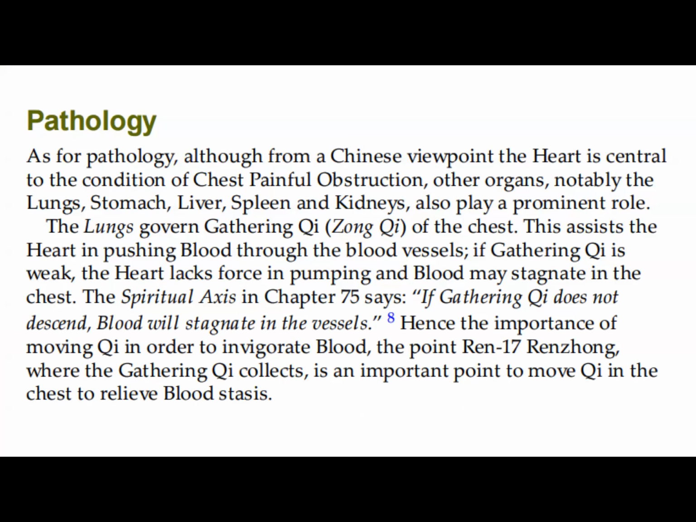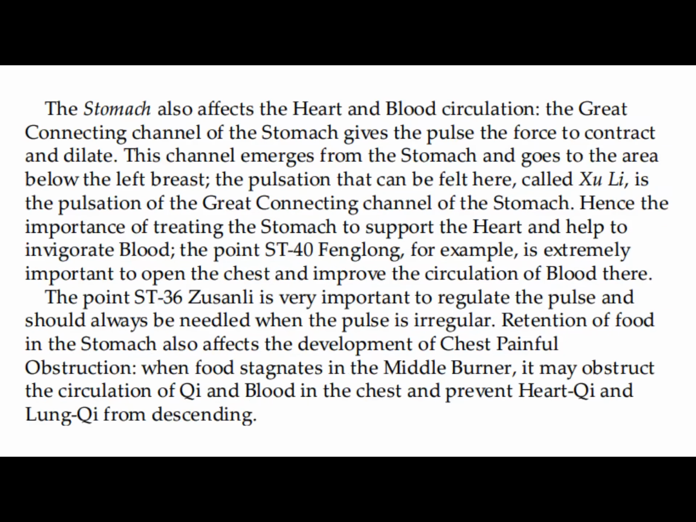The lungs govern gathering qi, or the zong qi, of the chest. This assists the heart in pushing blood through the blood vessels. If gathering qi is weak, the heart will lack force to pump, and the blood stagnates in the chest. The Spiritual Axis, chapter 75, says, if gathering qi does not descend, blood will stagnate in the vessels. So it is very important to move the qi to invigorate blood. And so we have Ren 17, where the gathering qi collects, as a very important point to move qi in the chest to relieve blood stasis.